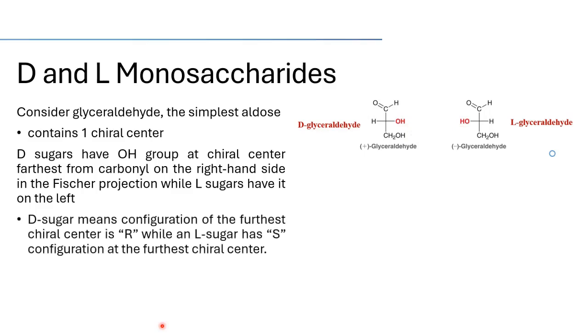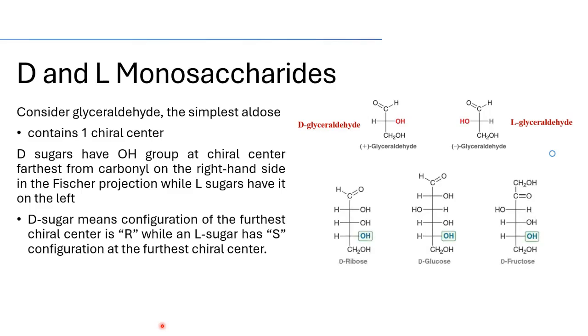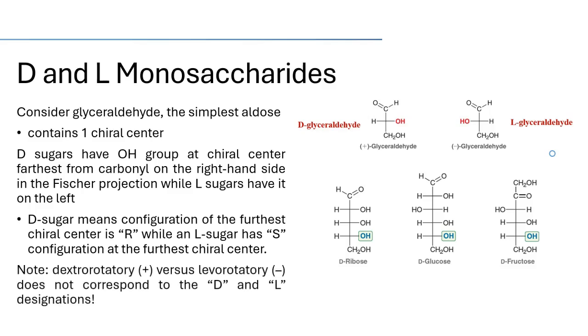D sugars mean the configuration of the furthest chiral center is R, while the L sugar has the S configuration at the furthest chiral center. D-ribose has that R configuration at the very last chiral center, furthest away from the carbonyl carbon. D-glucose, the same thing, and D-fructose. Note, dextrorotatory with a positive sign versus levorotatory with a negative sign does not correspond to the D and L designations that we use for monosaccharides.